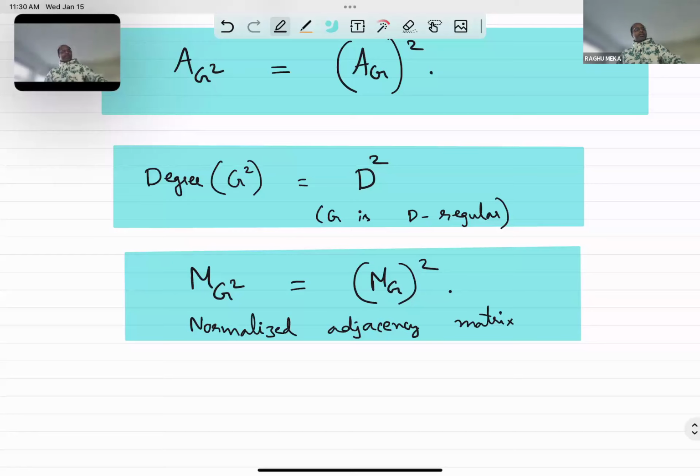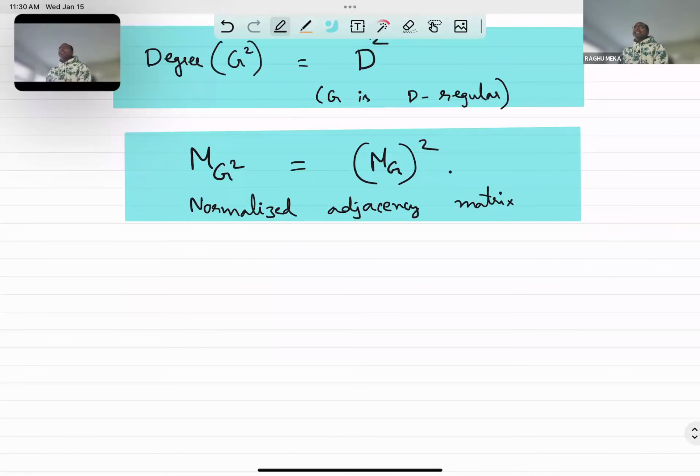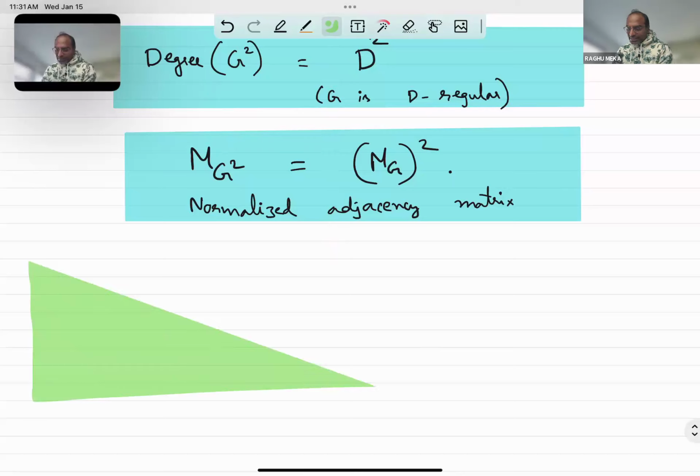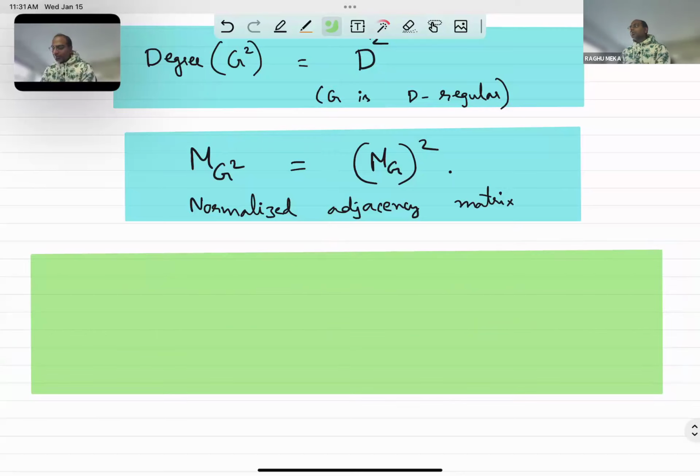Okay. So now, what does this mean? How about the eigenvalues? So the normalized adjacency matrix became squared. So what about the eigenvalues of the new matrix M_G squared? Any suggestions, guesses, what happens to that? Square again, right? So there is this theorem, again, linear algebra.